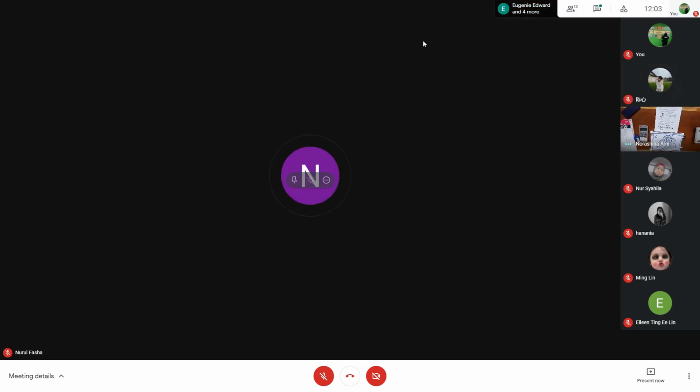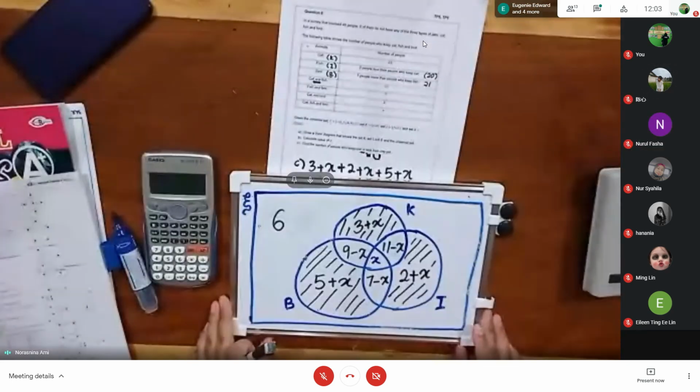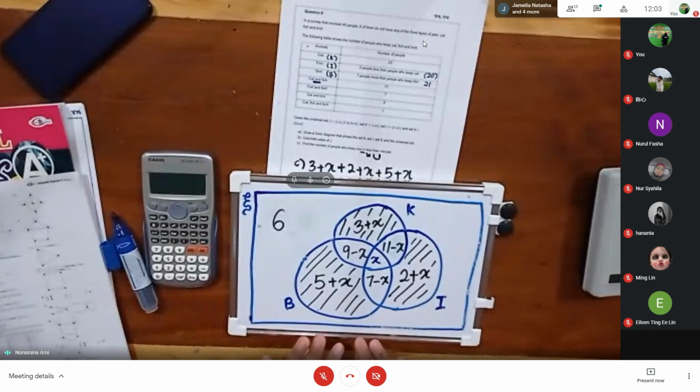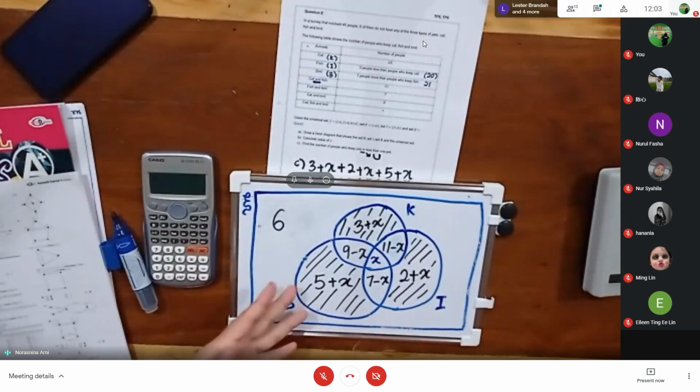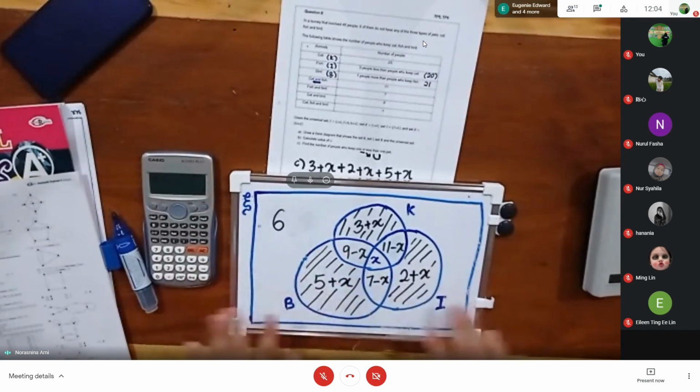Yes. Okay, great. The tricky part here is just how to draw the Venn diagram. If you already know how to draw the Venn diagram, inshallah you can answer the next questions easily. That's why you must be cautious, careful when drawing the Venn diagram.